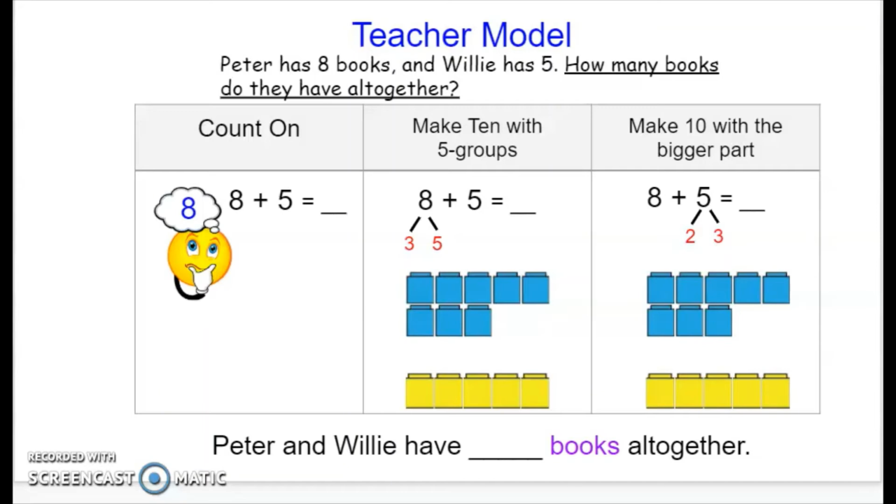For our teacher model today, I brought to you a short story. So read with me or in your head as I read out loud to you. Peter has 8 books and Willie has 5. How many books do they have all together? Remember, my friends, great mathematicians, we always go back and reread the problem no matter what. So let's go ahead and do that. Peter has 8 books and Willie has 5. How many books do they have all together? What do you think the question is asking us to solve for? Go ahead and tell a friend or a family member and then explain why you think that.